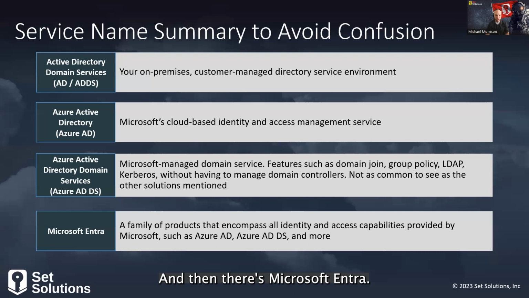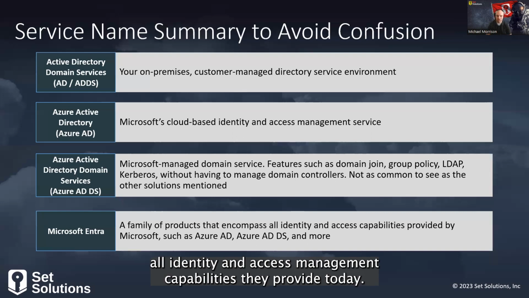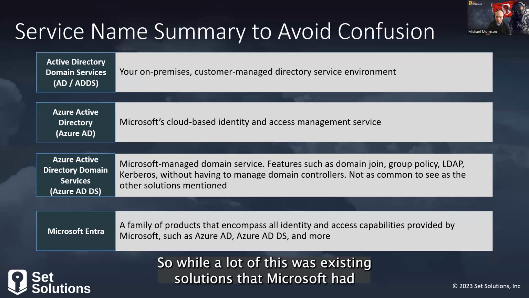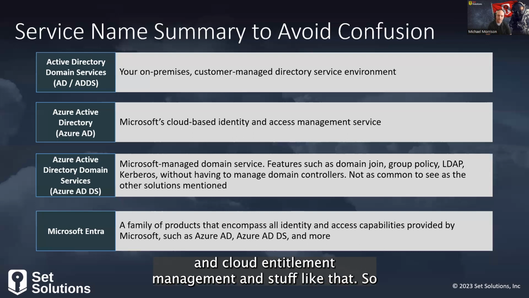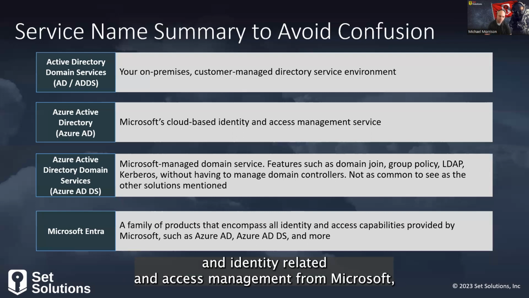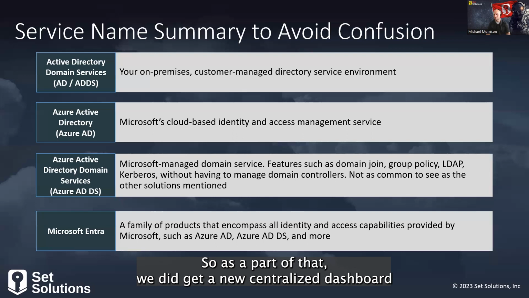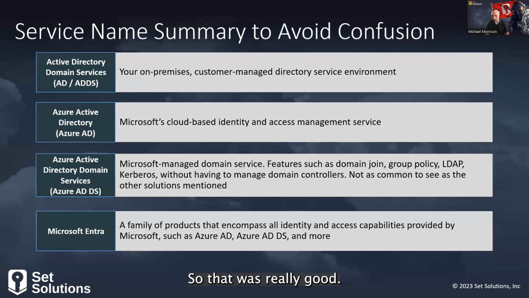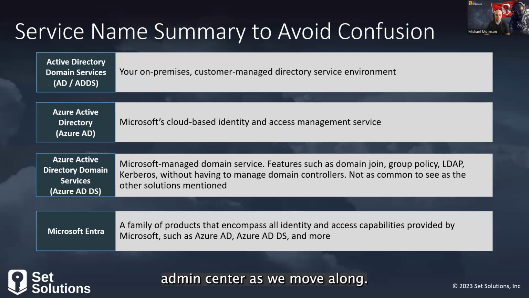And then there's Microsoft Entra. This is a family of products from Microsoft that encompass all identity and access management capabilities they provide today. So while a lot of this was existing solutions that Microsoft had, some of it is new, like decentralized identities and cloud entitlement management and stuff like that. So pretty much anything Azure AD and identity and access management related from Microsoft is going to fall under this banner now. As a part of that, we did get a new centralized dashboard to consolidate a lot of this functionality. So that was really good. You're also going to see administration move over to the new Entra Admin Center as we move along.